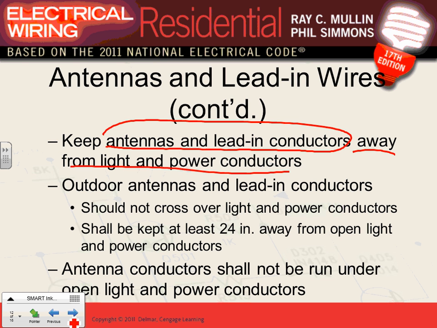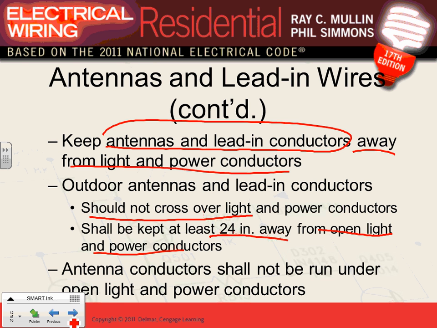They should not cross over the power conductors, and shall be kept 24 inches away from the open light and power conductors. If you're outdoor on the same pole and you want to take a coaxial cable from building A to building B, it doesn't happen unless you're on a farm or something. That's where you have to separate them, and the voltage is less than 250 volts. You have to separate 24 inches. So you put your power at the top, right underneath it, 2 feet, and you put your low voltage.